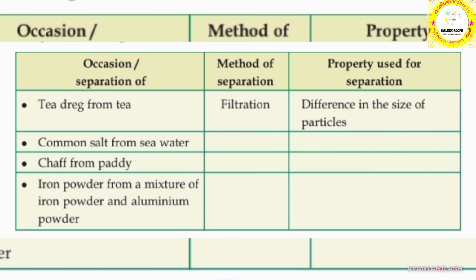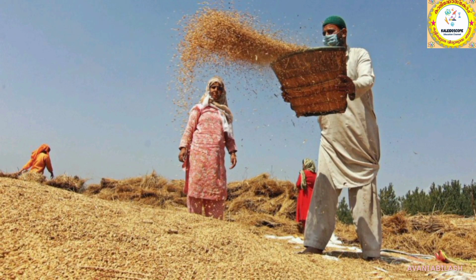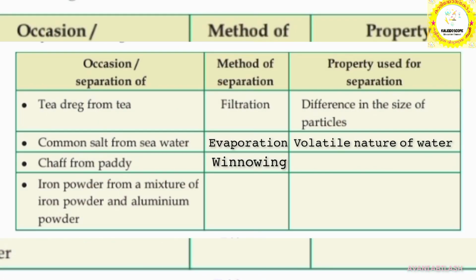Now we are moving to the second one. What is that? Yeah, separation of common salt from seawater. We all know that it's by evaporation. The property used for this separation is volatile nature of water. And the third one is chaff from paddy. Method of separation is winnowing. You can see the picture of winnowing. And the property used is the difference in weight.